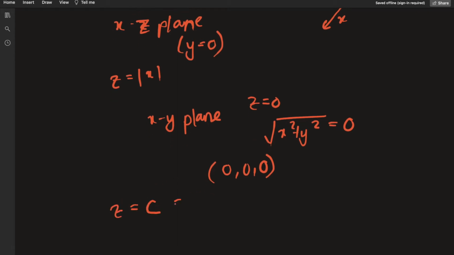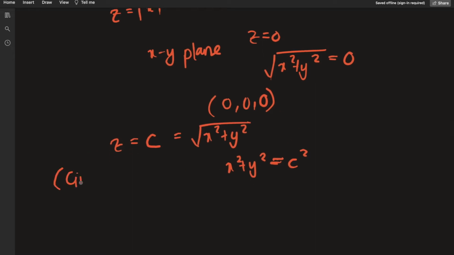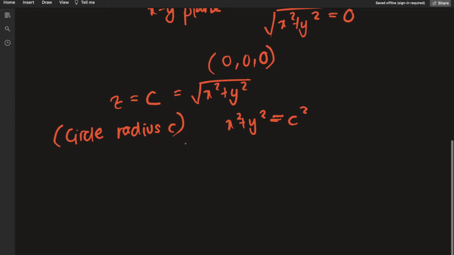Let's set z equal to c, the square root of x squared plus y squared. Squaring both sides, we have x squared plus y squared is equal to c squared, and c is like a varying parameter, because c can be 0 and you have just this first case, c can be 1 and that's basically z is equal to 1. So the xy plane with a constant z equal to 1, and you can keep increasing c. And what is this? This is a family of circles of radius c. So as you increase your z, the radius of the circles in the xy plane at that z will increase linearly.